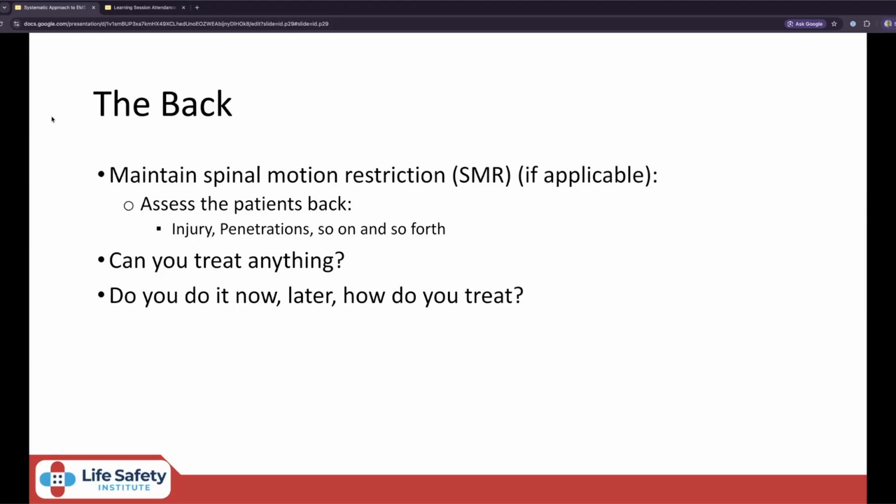We're checking the back, right? We're feeling all of the vertebra. We're checking all of the back of the chest, right, all of that. You can listen to breath sounds if you need. We're checking for DCAP-BTLS. We're looking for penetrations, injuries, all of the same things that we were looking for before. Can you treat anything? If there's a penetration in the chest, we'll talk about occlusive dressings, but you would put one of those on at this time. And figuring out, do we do it now? Do I do it later? How do I treat? And that's just going to depend on what the injury is, the overall condition of the patient, and if it's a life threat or not, as to when we're going to do it.